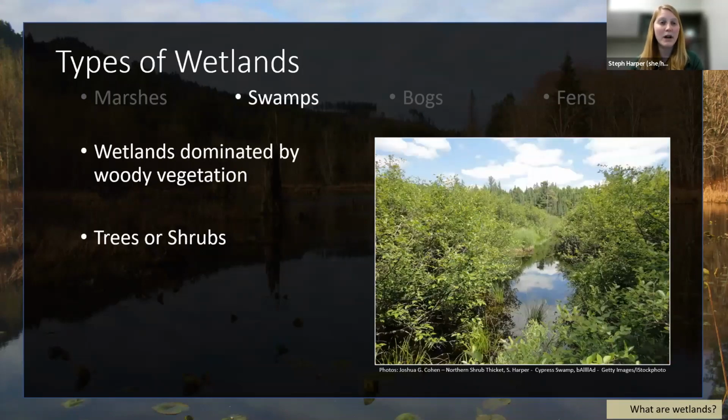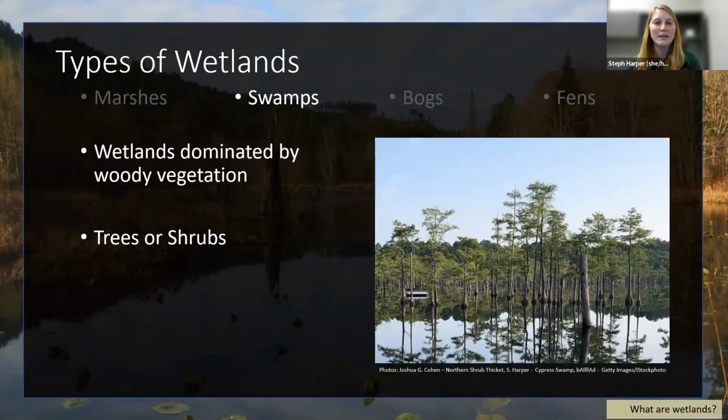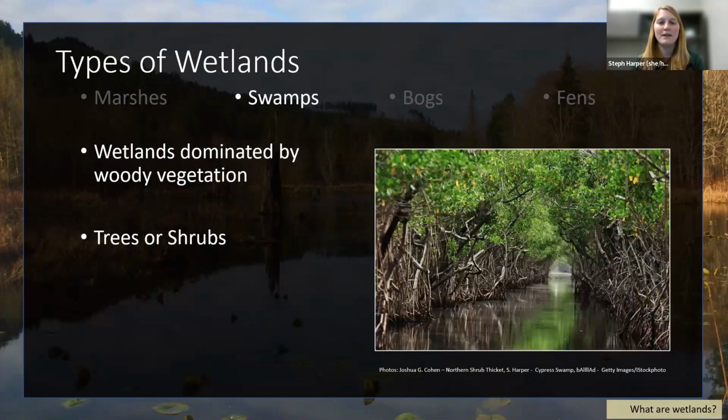Swamps are similar, but they are dominated by woody vegetation, and they can be trees or shrubs. Here's a photo of a shrub swamp. When I personally think of swamps, I think of the southeast and the cypress swamps in those areas. But it includes a lot of really iconic ecosystems like the Everglades and mangrove forests as well.